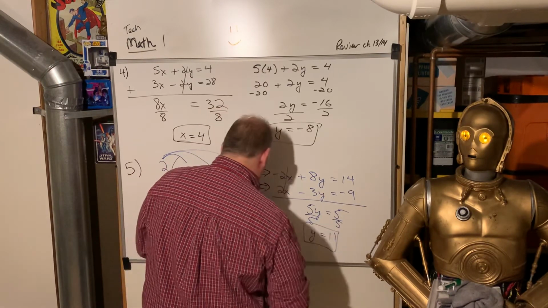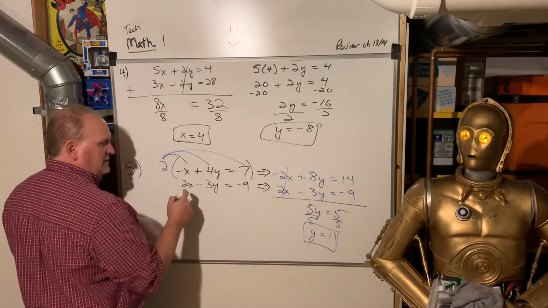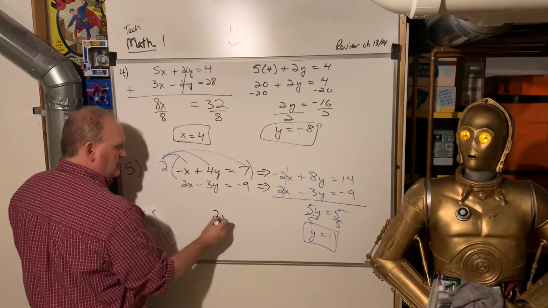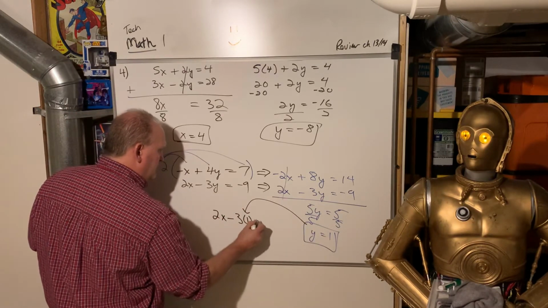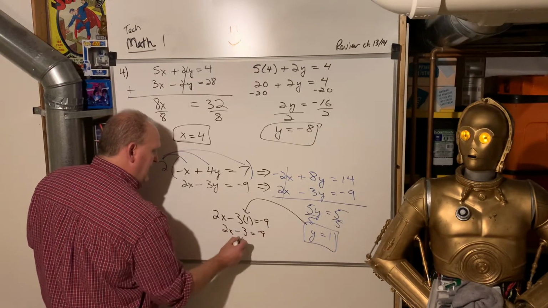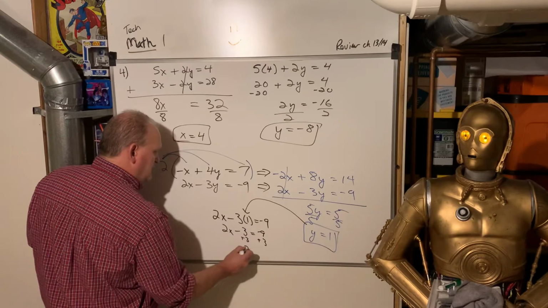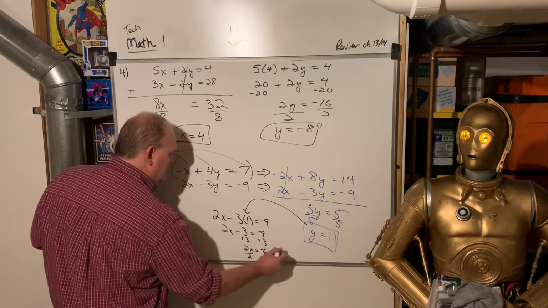Take that 1, sub it back into either equation. I think I'm going to put it into this one. So 2x minus 3 times 1 equals negative 9. So 2x minus 3 equals negative 9. Add 3. 2x equals negative 6. Divided by 2, x is equal to negative 3.